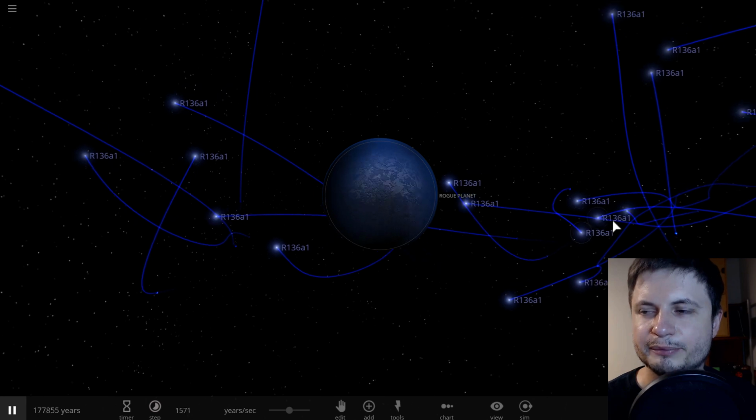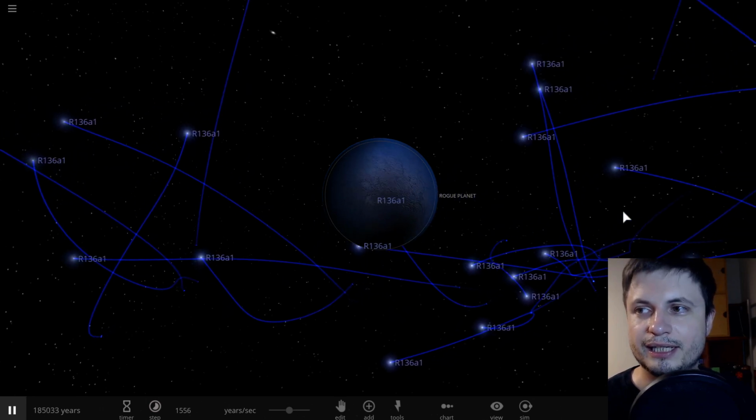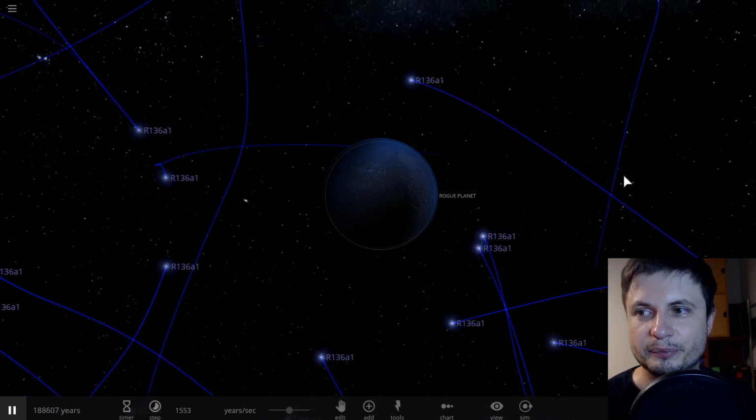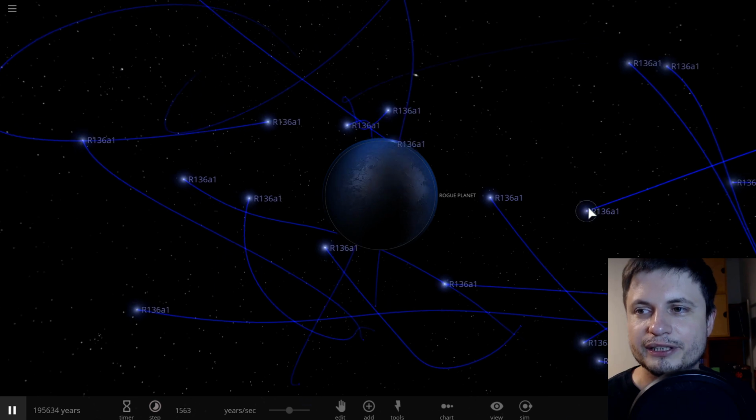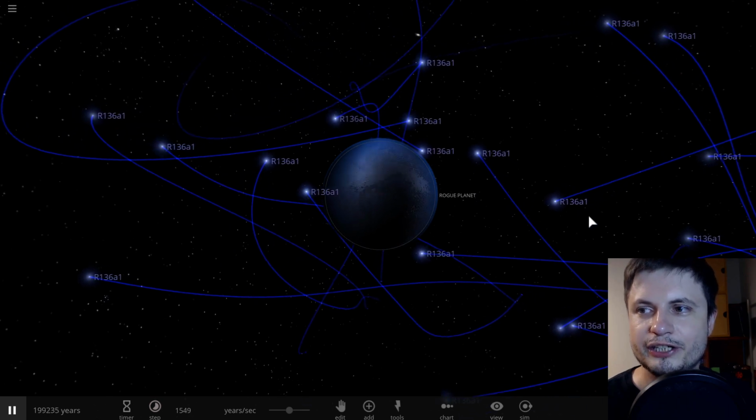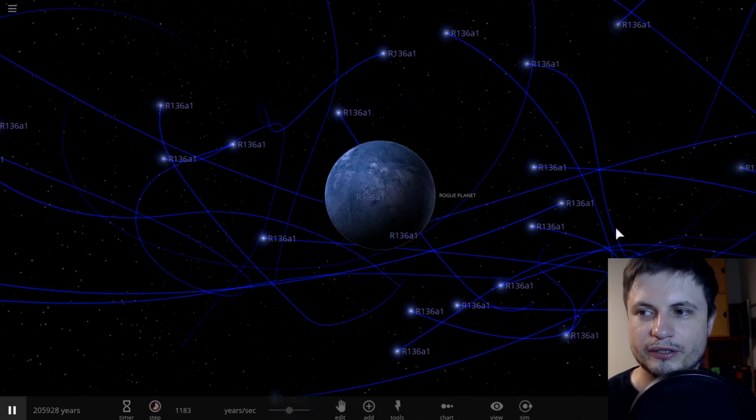And it looks like our ice planet, our rogue planet, is actually moving away from this region and is slowly departing all of this madness. Now, this means that it's not going to get warm, but it still has a high chance of being destroyed by the supernova, if and when it occurs.